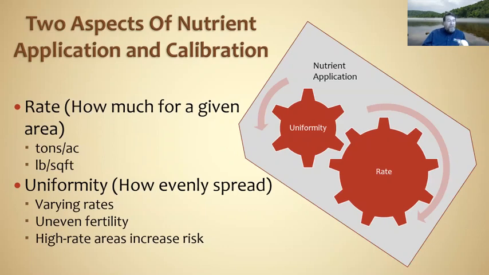You've got to figure out what your units need to be. And then on the uniformity, it's really a case of how much does it vary across the field, or how much does it vary down the row if you're applying by a row, or maybe if you're applying to multiple pots, are you applying the same amount of material to each pot?